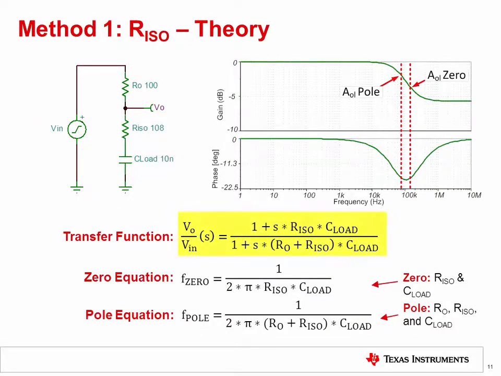The resulting Laplace transfer function for the AOL load is shown here. Again, with a single S term in both the numerator and denominator, it is clear that there is now both a pole and zero in the transfer function. The equations for the pole and zero frequency are shown here. It's important to note that the zero frequency is only dependent on the two external components, RISO and C load. Plotting the AC transfer function, you can see that the positive phase shift from the zero cancels the negative phase shift from the pole, causing a net phase shift of 0 degrees.